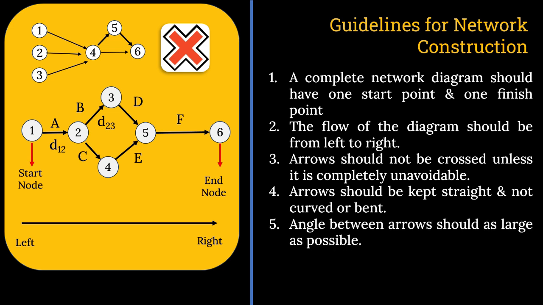Angle between arrows should be as large as possible. That means these two activities have no relationship. So you can see that their angle is maximum. Here, B and C activities are starting from the same node 2, but the angle is much bigger, as large as possible.